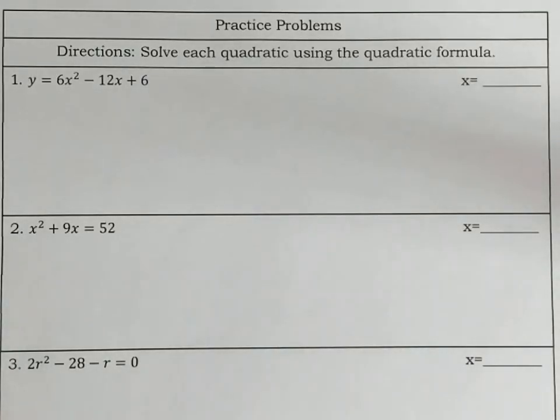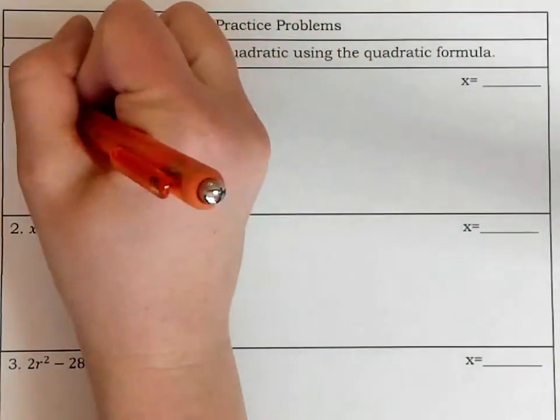A few practice problems using the quadratic formula. So going through the steps that we're going to need to go through, we start by simplifying, rearranging, and removing any greatest common factor that's in the polynomial. And in this case, we do have a greatest common factor of 6. So I'm going to take that 6 out, and I'm left with x squared minus 2x plus 1.